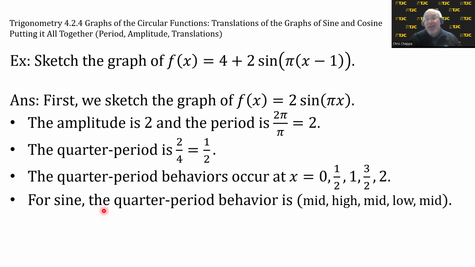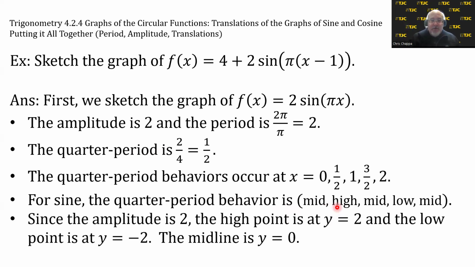Now for sine, the quarter period behavior is mid, high, mid, low, mid. And since the amplitude is 2, the high point goes up to y = 2, the low point goes down to y = −2, while the midline is still 0. Remember, the original graph has a midline of 0, and we haven't moved it up or down yet, nor have we moved it left or right.